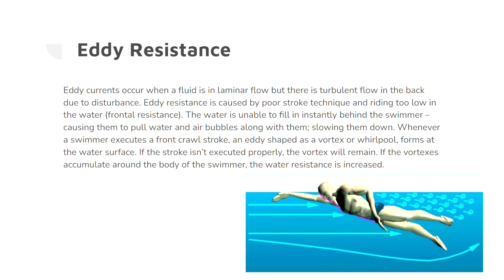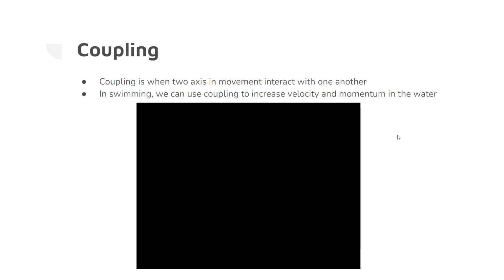Whenever a swimmer executes a freestyle stroke or front crawl, an eddy shaped as a vortex or whirlpool forms at the water surface, and if the stroke isn't executed properly, the vortex will remain, and if the vortexes accumulate around the body of the swimmer, the water resistance is increased. That's why, I don't know if you noticed, but sometimes there are old people swimming in the pools really slowly, and the reason is because they're riding really low in the water. This shows why it's important to stay horizontal and not at an angle or vertical.